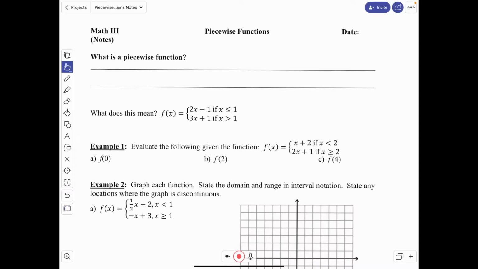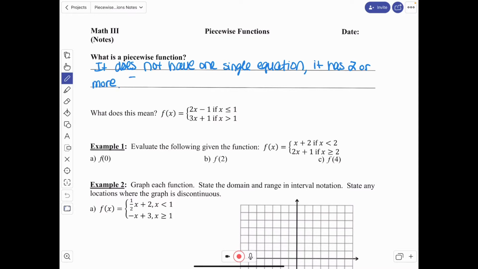Piecewise functions. So what is a piecewise function? A piecewise function is made up of more than just one equation. So for our definition up here, what we would say, filling this in, is that it does not have one single equation. It has two or more.